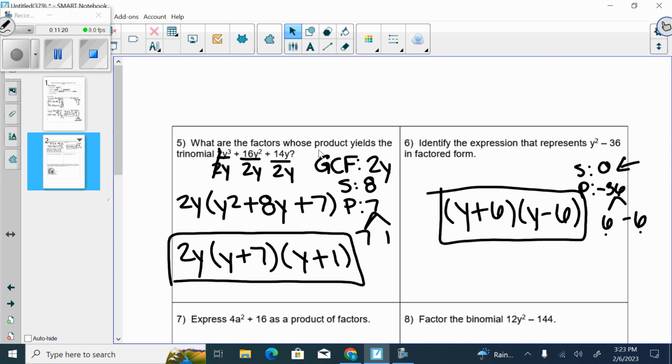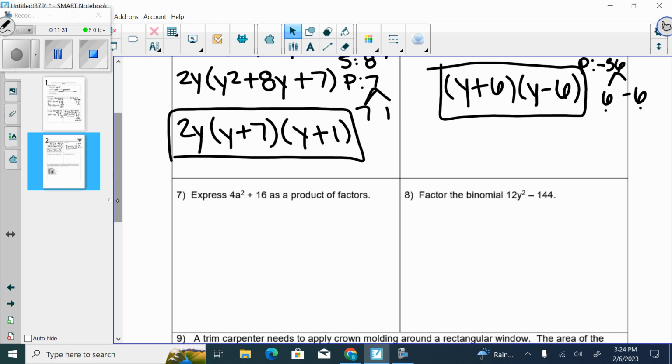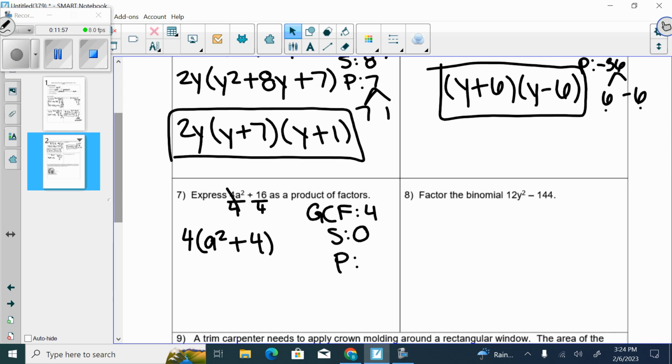All right, number 7. Again, just asks it in a weird way, but it still says to express it as factors. So I'm still doing the same thing. So what do I look for first? GCF. What's my GCF? Good. All right, so I divide both pieces by 4. So I'll have a squared, because my a's divide out here. And what's 16 divided by 4? 4. Good. All right, what is my sum? 0, right? We don't have anything in the middle. What's my product? 4.